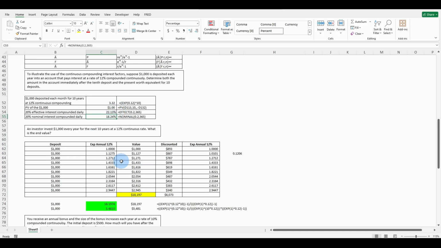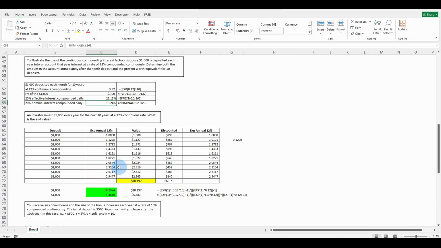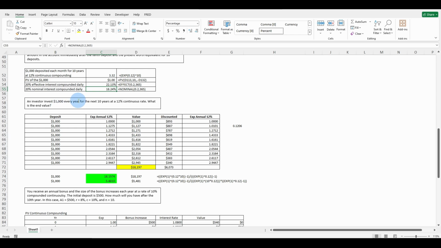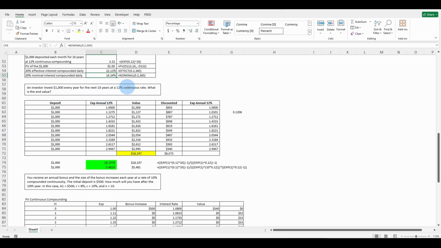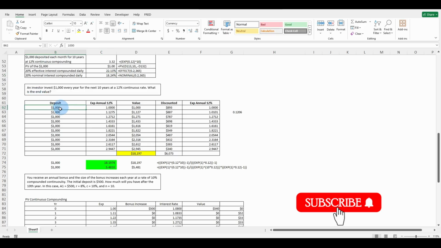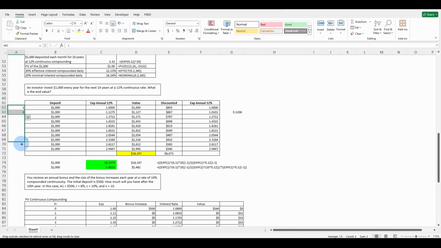That being said, here is just a map. The map is just the way to do this, if you can't just visualize this thing. An investor invests $1,000 every year for the next 10 years at 12% continuous rate. What is the value? We're going to have 10 periods here. I'm just going to go 1, 2, and then I'm just going to grab this little green box, copy it down, and it just does that automatically.